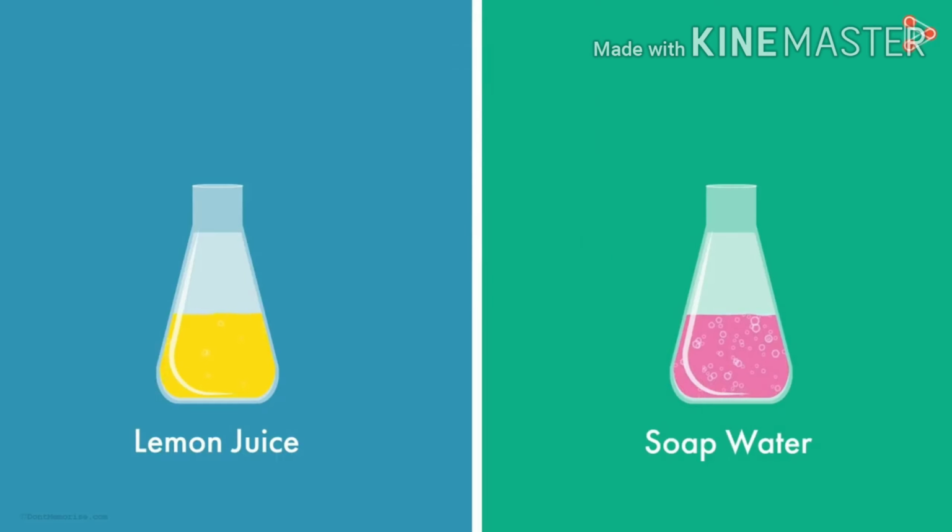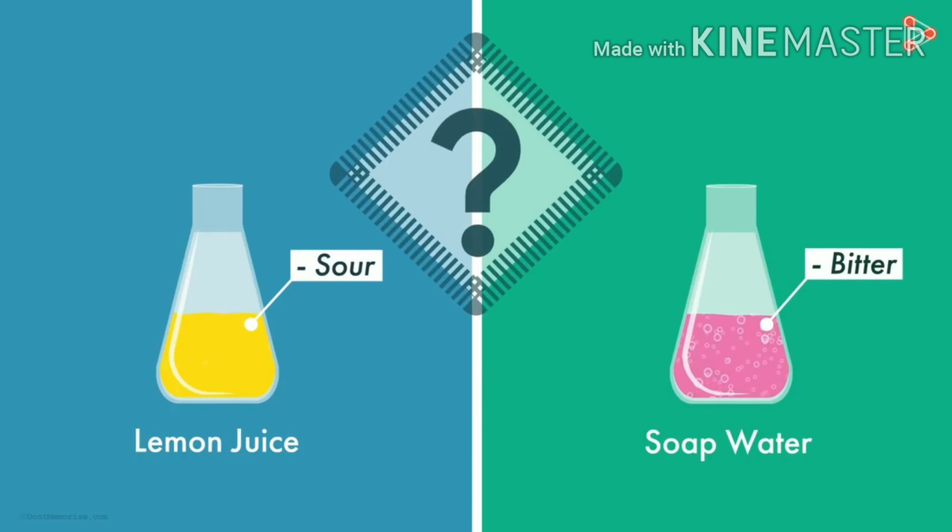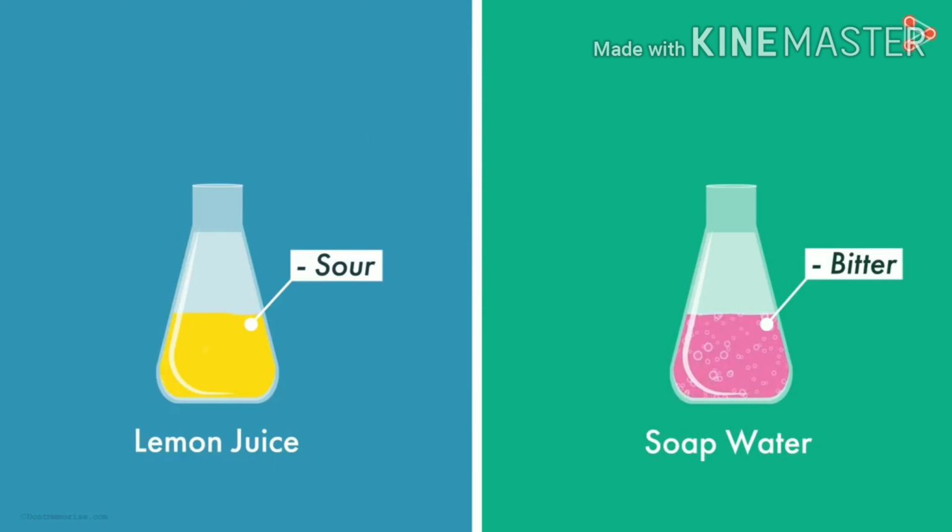There are more. Lemon juice tastes very sour. Soap water tastes slightly bitter. Please don't try to taste it. Just trust me, it tastes slightly bitter. Is this a major difference between the two? Yes, taste is an important parameter as it takes us to the chemical properties.